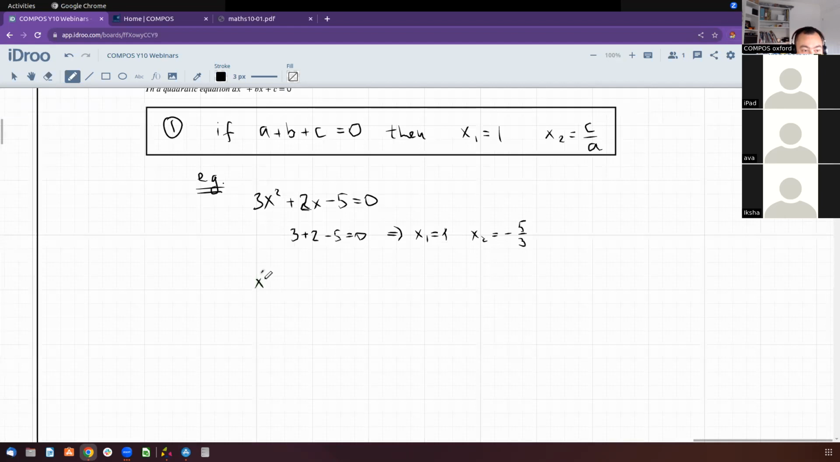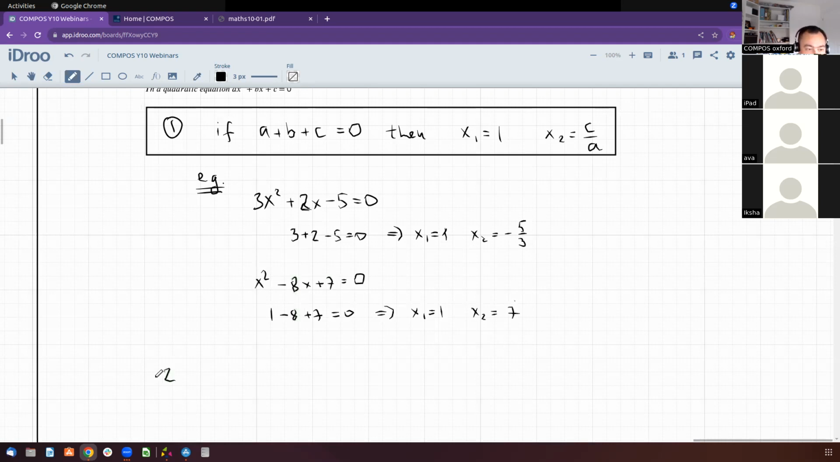For example, x squared minus 8x plus 7. That's another example, because 1 minus 8 plus 7 is 0. Therefore, the first solution, x1, equals 1, and x2 is equal to 7, which is quite cool, if you ask me.